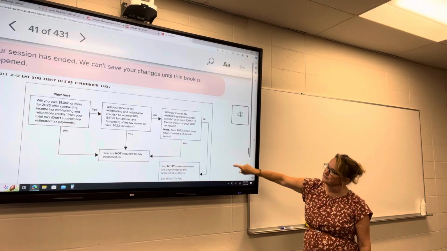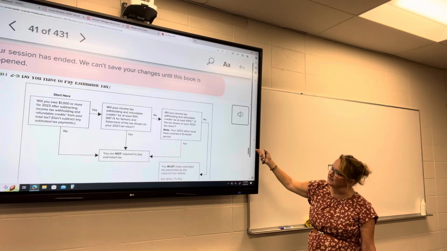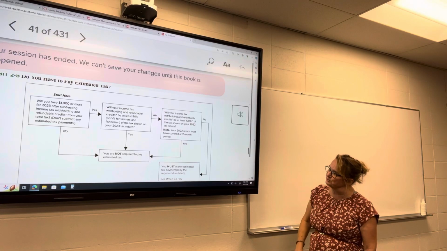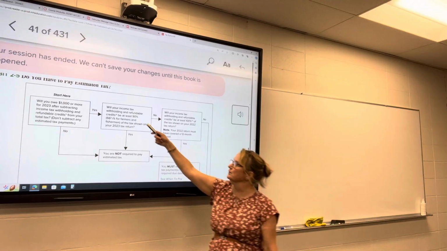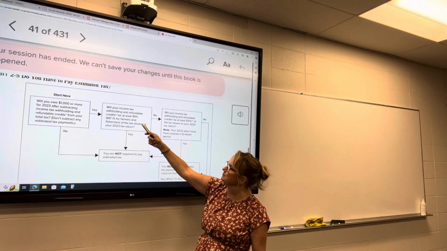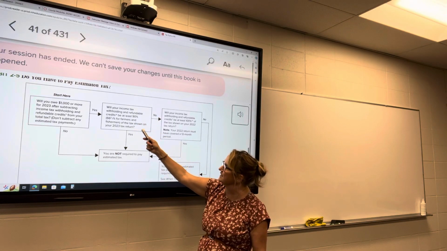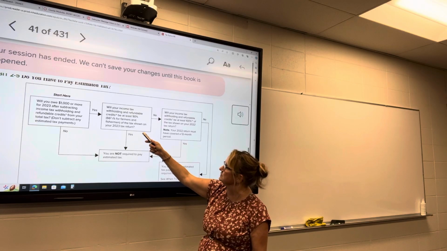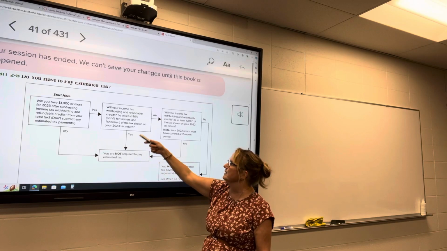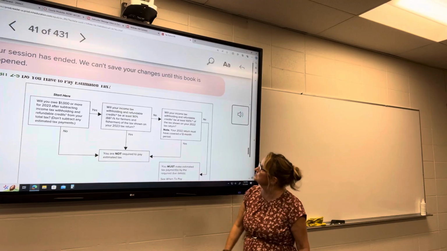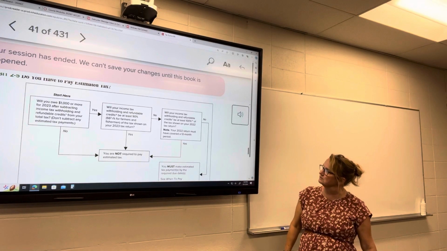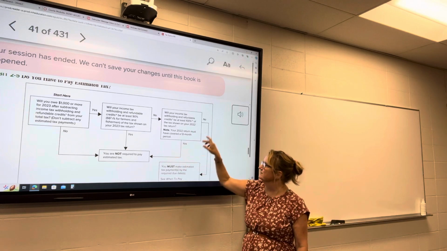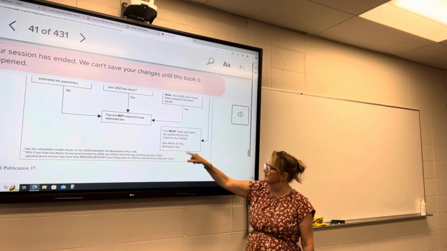And here's a good flow chart to see if you're going to have to pay estimated tax. Do you owe $1,000 or more after subtracting income tax withholding and credits? No, you don't have to pay tax. Yes, will your income tax withholding and refundable credits be at least 90% of the tax shown on your 2023 return? Yes, you're not required to pay. No, will your income tax withholding and refundable credits be at least 100% of the tax shown on your 2022 return? Yes, you don't have to pay. No, you have to make estimated payments.